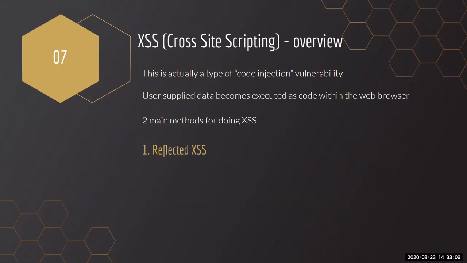There are 2 main methods for doing XSS attacks. Number 1 is reflected. This kind of XSS happens when unvalidated or unescaped user input becomes part of the HTML output.